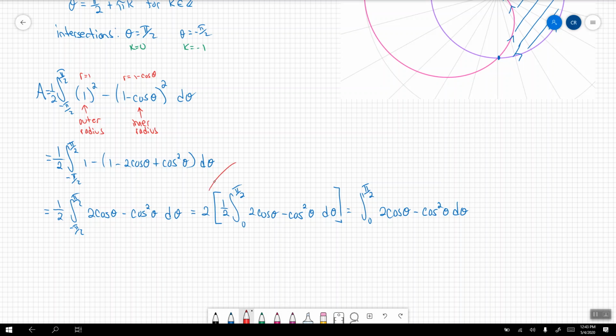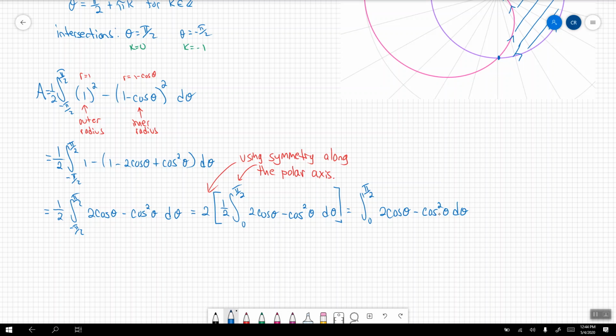So again, I'm doing the 2 and I'm doing the bounds. I'm using symmetry along the polar axis. Awesome. So that's the reason why I multiplied by 2 and then I restructured the bounds of integration.